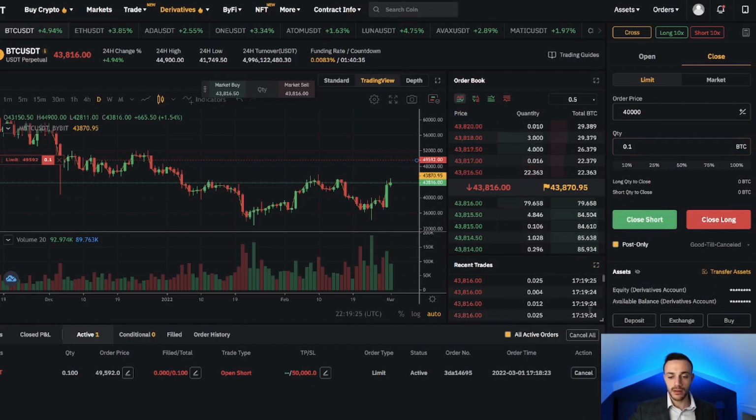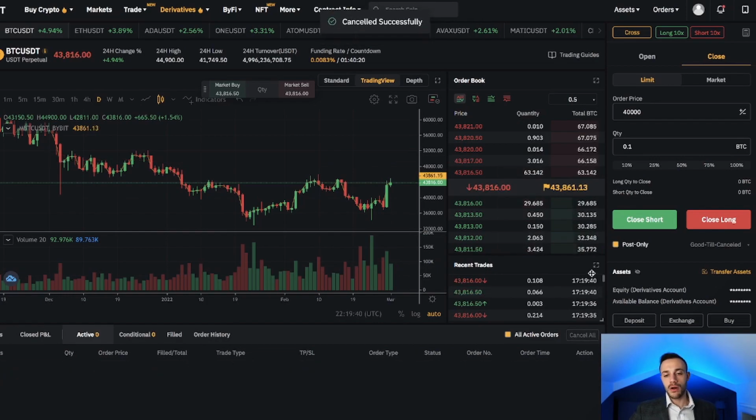It won't work if I click it because I have no open order to actually close. But if you do have that open order, if you wait until the order gets triggered, well then you would go ahead and put in your close short order to take your profit after the order does get triggered. So that's how you go long and short using a regular limit order.